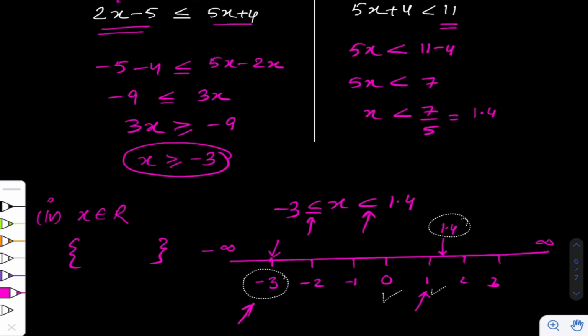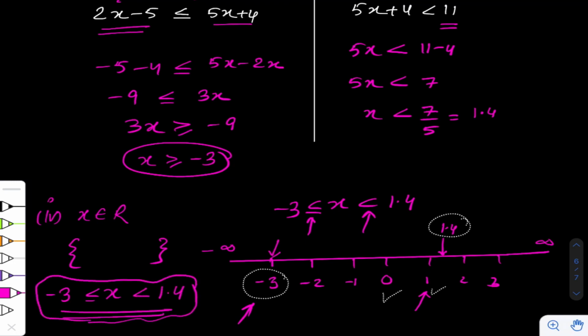So how will we represent real numbers? The final answer will be x is more than or equal to minus 3 and less than 1.4. This is what you have to write for real numbers.